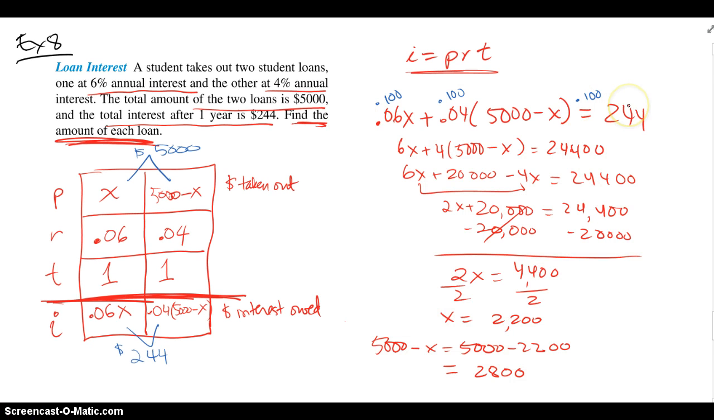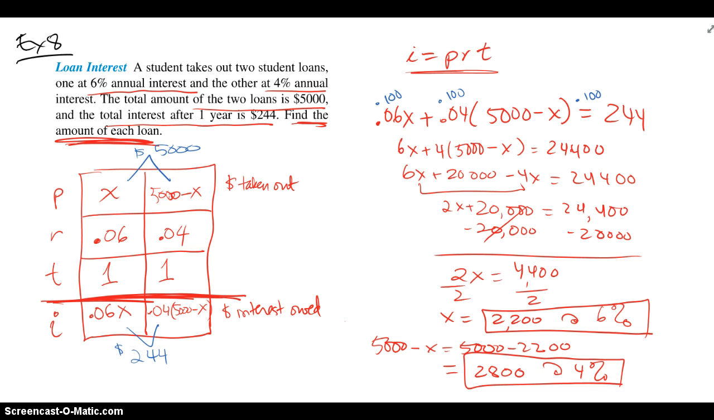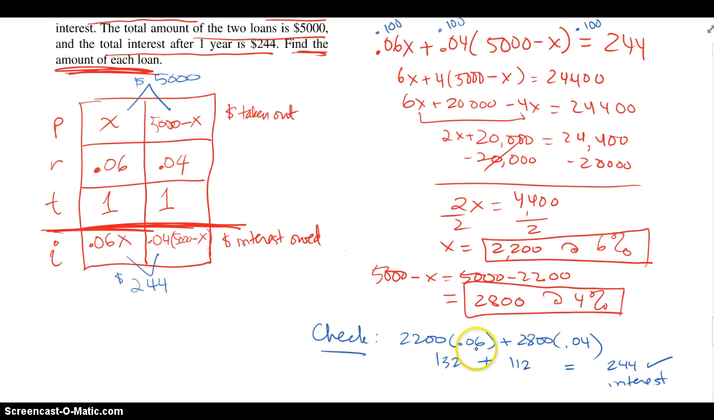So we multiply everything by 100 to get rid of the decimals, then I combine like terms and isolate x, and I get x equals 2,200. X was in my principal box under the 6%, so 2,200 at 6% is what the student borrowed. And then I took 2,200 away from 5,000, which was the leftover that I get for my 4% account. And I can do a quick check here. 2,200 at 6% for 1 year and 2,800 at 4% for 1 year gives me those two pieces for the interest that add up to the 244 that the student owed at the end of the year.